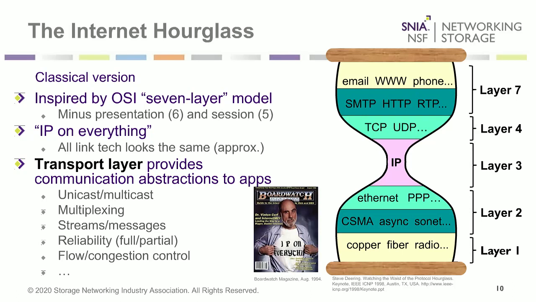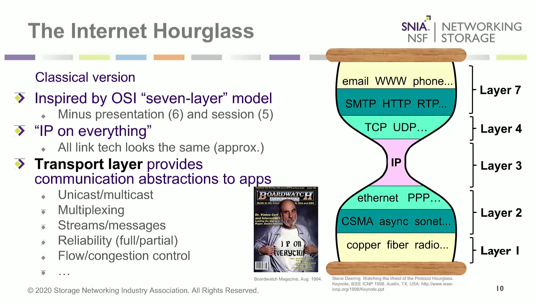IP just gives you packets, right? But packets are not necessarily so useful to applications. Typically, as an application, you want to exchange larger objects. And so the transfer layer gives you protocols that let you do that. TCP gives you reliable, in-order delivered byte streams, for example, which is a very useful abstraction.